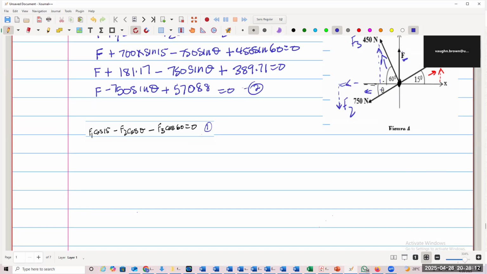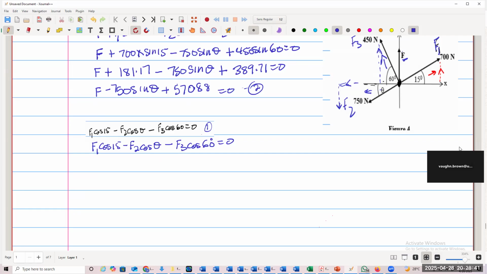So it is F1 cos 15 minus F2 cos theta minus F3 cos 60 equals 0. So let's do the substitution and put them in quickly now. What are they? I can't see them, the Zoom thing is blocking it. All right, let me just write them in quickly. So F1 was 750. I'm not telling you to write in these symbols. You just write the expression. Don't put these symbols in.